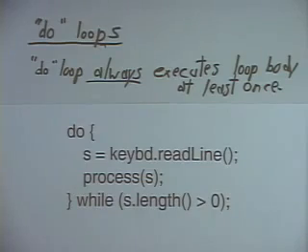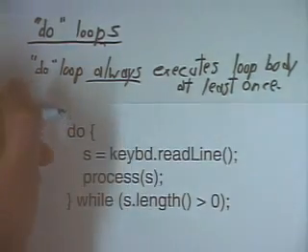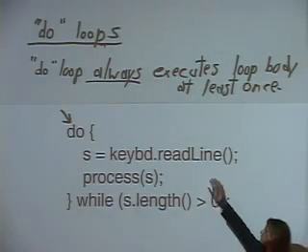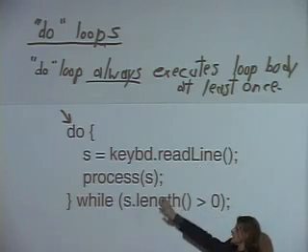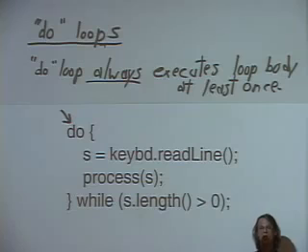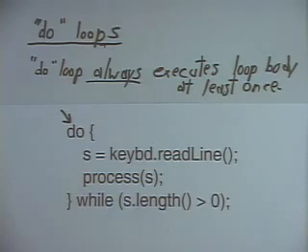But the first time we get to the loop, the very first time we hit the do statement, S is not defined yet because we haven't read anything from the keyboard yet. We have to read something from the keyboard at least once before it makes sense to check this condition at all. So a while loop doesn't really make sense here. A do loop makes a lot more sense. So we use a do loop. It guarantees that this gets executed at least once and reads something from the keyboard before deciding whether to quit.